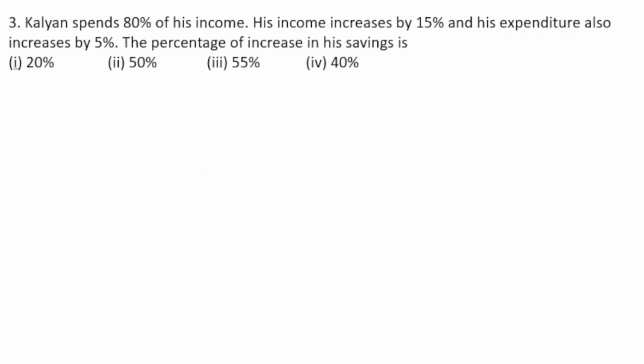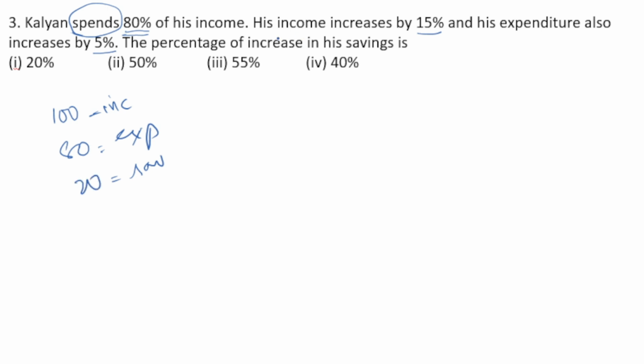Third option. Next one, Kalyan spends 80% of his income. His income increases by 15% and his expenditure also increases by 5%. The percentage of increase in his savings is what? So here we will assume the income as 100. He spends 80%, that means expenditure is 80% of income. 80% of 100 is 80. And what is the savings? Savings is equal to income minus expenditure. It is 100 minus 80.